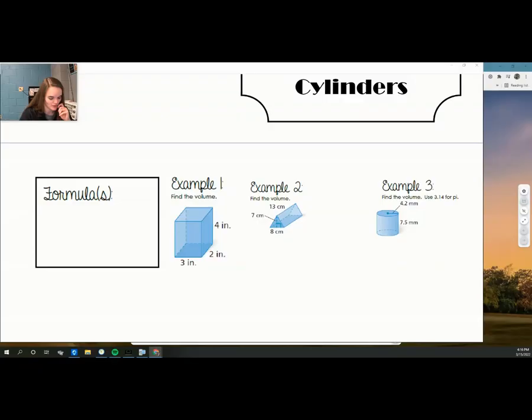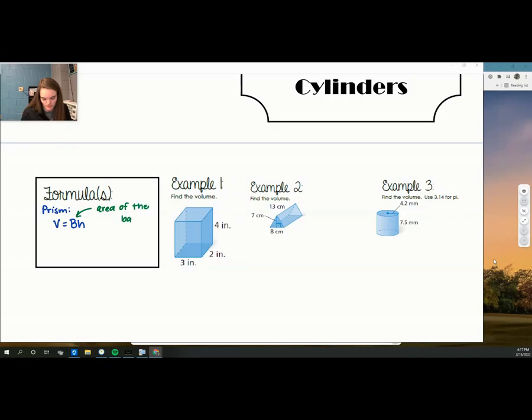So formula. So let's talk about the volume of a prism. Prism can be rectangular prism, such as in example 1, and it can be a triangular prism, such as in example 2. Example 3 is a cylinder, but technically a cylinder is just a circular prism. We'll talk about that as we go. All right, so there are some formulas. So the formula for a volume of a prism is that the volume equals big B times H. And big B stands for area of the base.